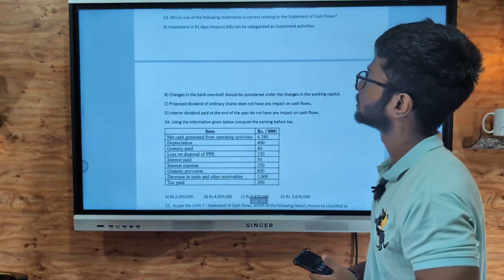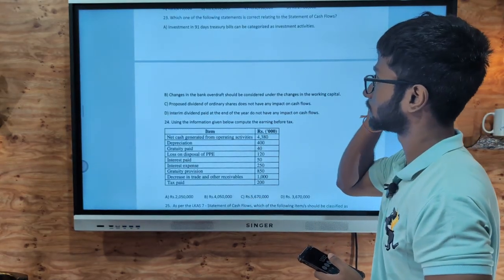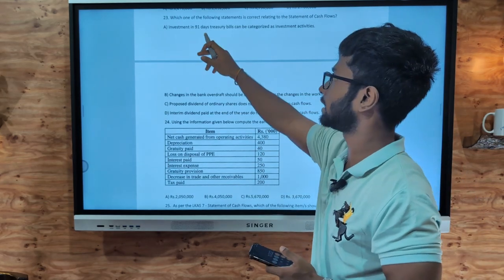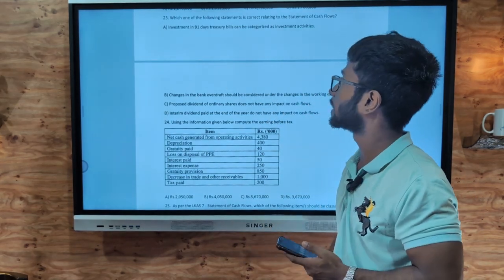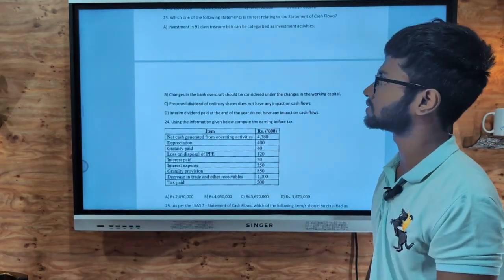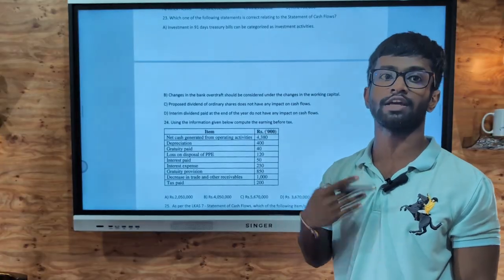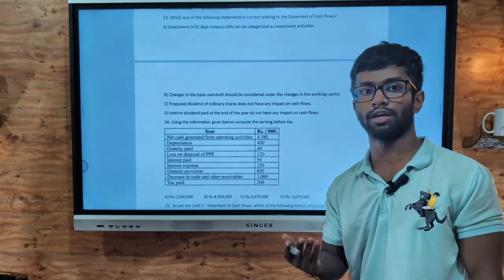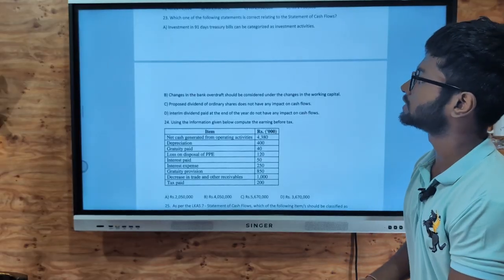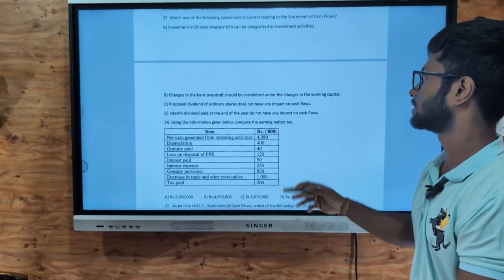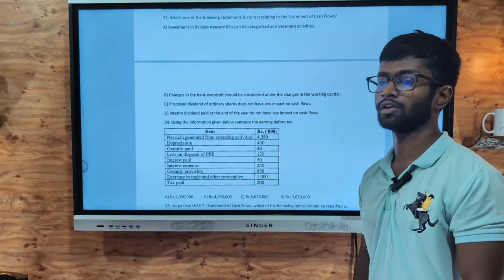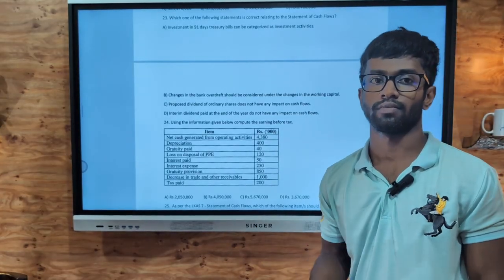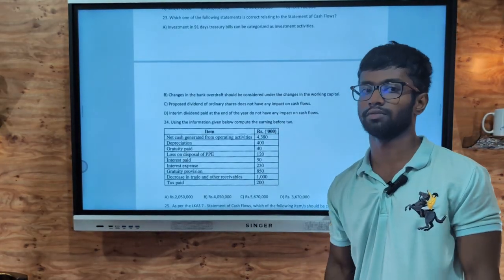So we have to get the correct statement relating to your statement of cash flows. Investments in 91 days treasury bills can be categorized as investment activities? No, that goes under cash and cash equivalent. Anything which you can liquidate within 3 months would go under cash and cash equivalent. Next, changes in bank overdraft should be considered under the change in working capital? No, again, bank overdraft affects cash, so that would go under cash and cash equivalent.